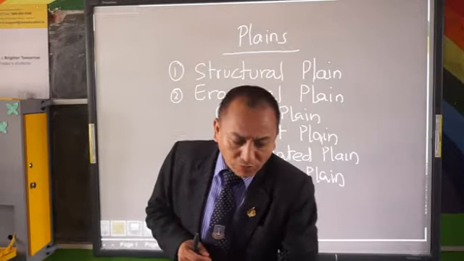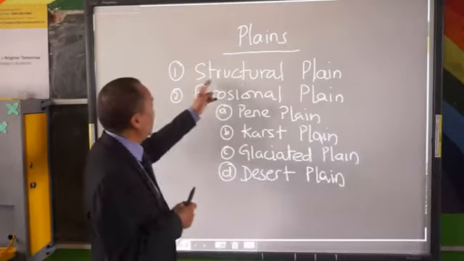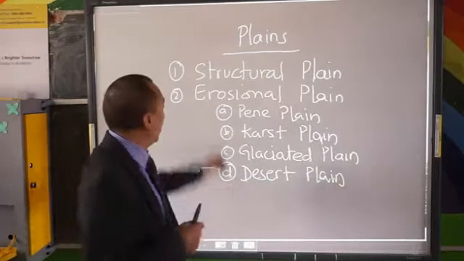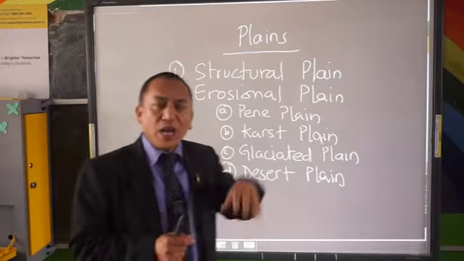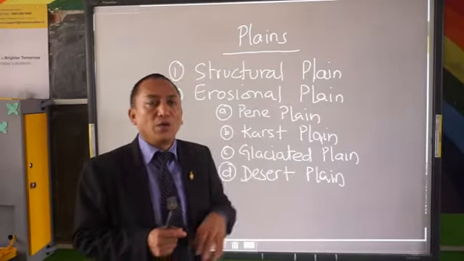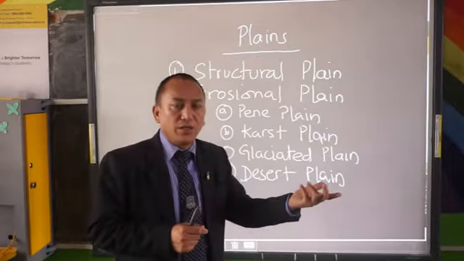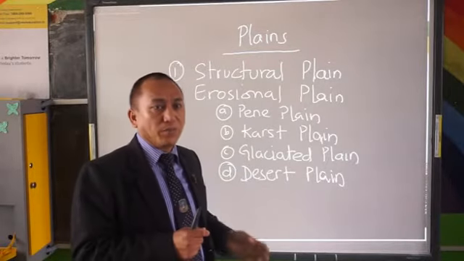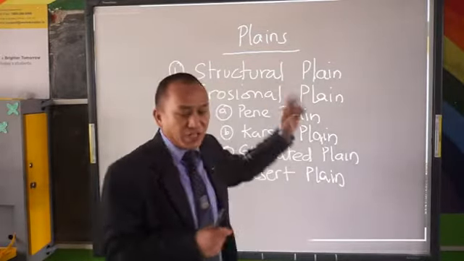Now there are different types of plains. For instance, we have the structural plain, then we have the erosional plain, and then we have the depositional plain. When they are depositing, then we form a depositional plain. So let's see the first one. What is a structural plain?